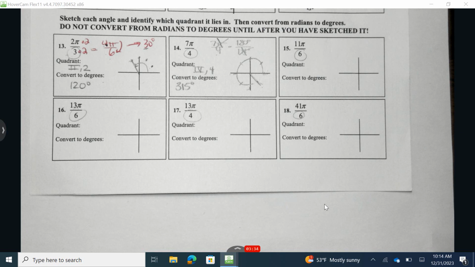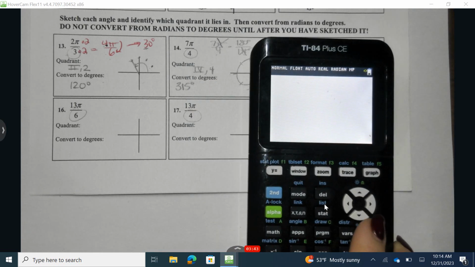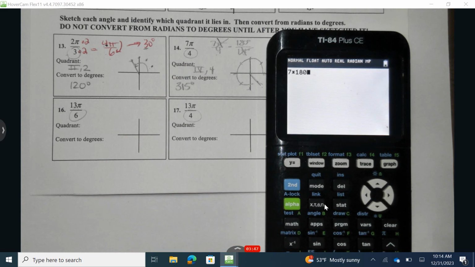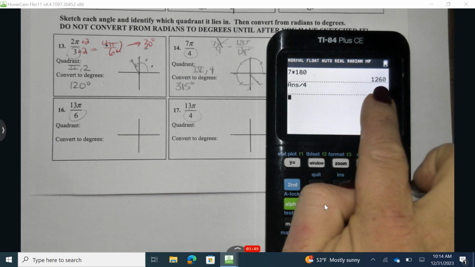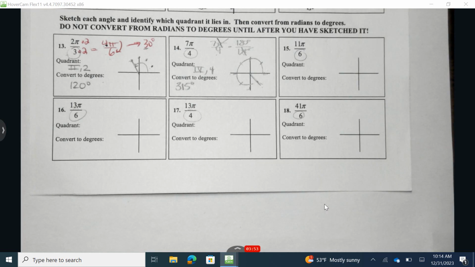Let's see if my calculator is able to show you. Oh, it's looking good right now, so let me move this off to the side. Perfect. I'm going to take 7 times 180, get an answer, divided by 4, and we end up with 315 degrees. Let's look right now at number 15.